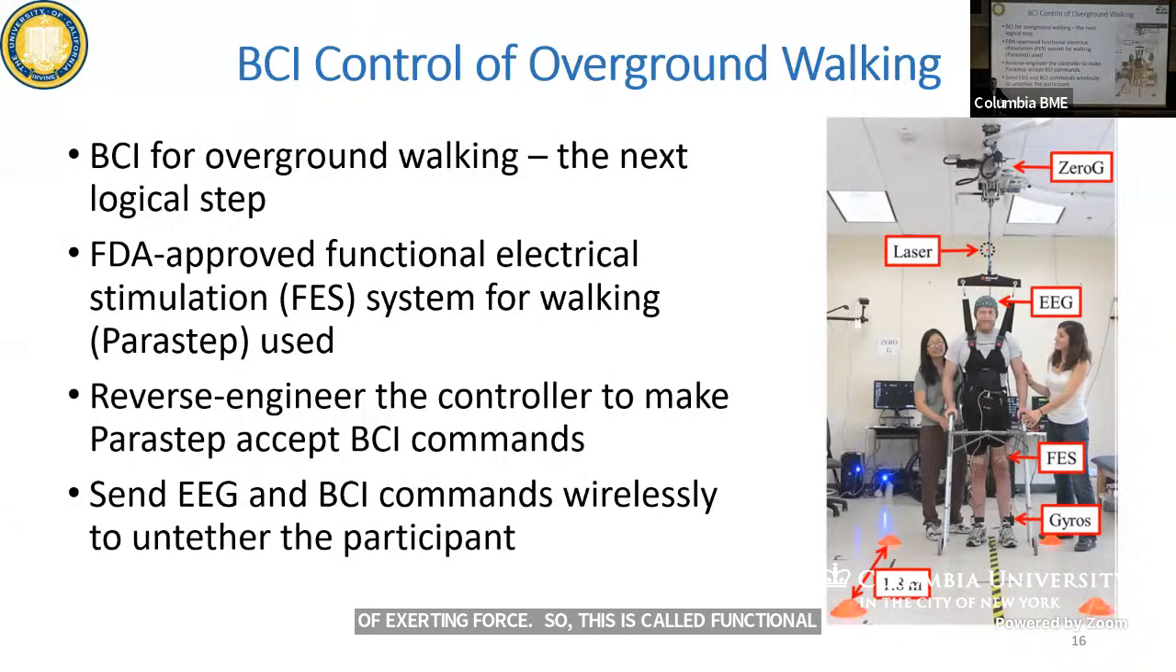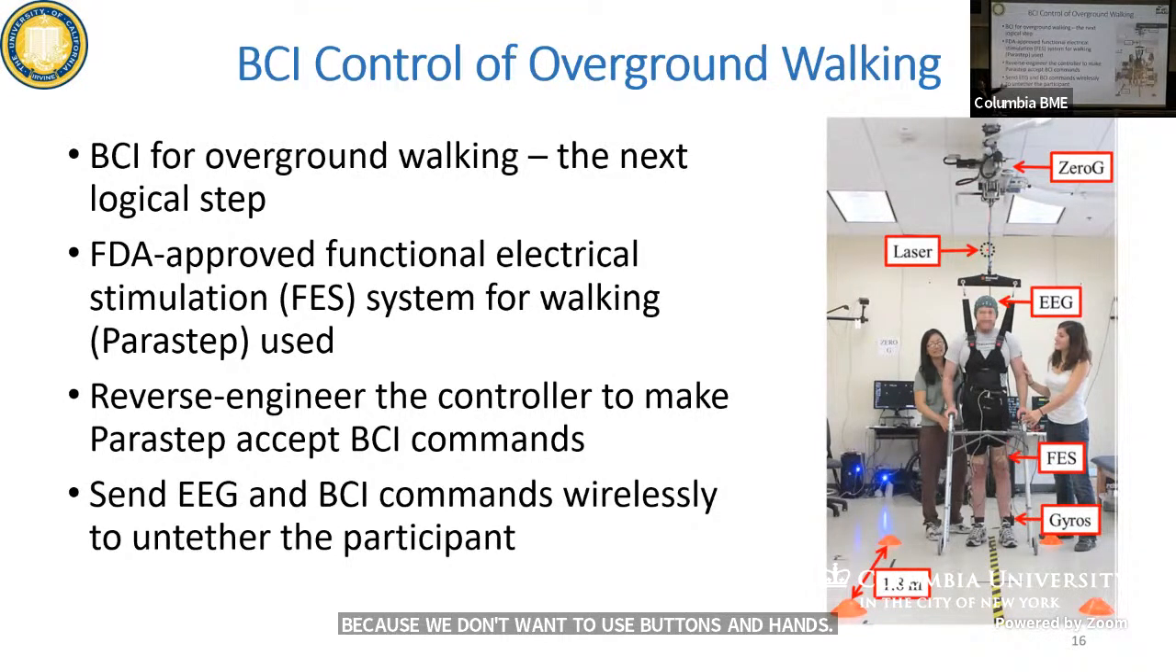There's a button for left step, there's a button for right step. There's a front wheel walker that the person advances. It takes a little bit of training. The person learns how to lean and swing their body back and forth. And so we actually had to reverse engineer this controller because we don't want to use buttons and hands. We want to completely control this using EEG-based BCI.